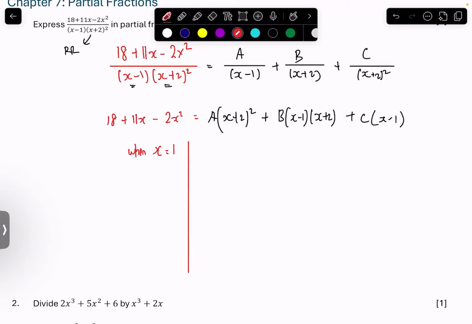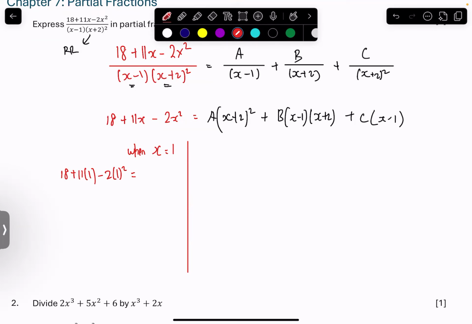When x equals 1, on the left hand side we'll have 18 plus 11 times 1 minus 2 times 1 squared. So that's 29 minus 2, which is 27. Equals to, you see when you sub 1 into the right hand side, into here and into here, this whole thing will become 0. So you're only left with 1 plus 2, which is 3, 3 squared, which is 9, so it equals 9A. So you have 27 equals 9A, A equals 3. It's good if you can have a little bit of mental sum involved as well.